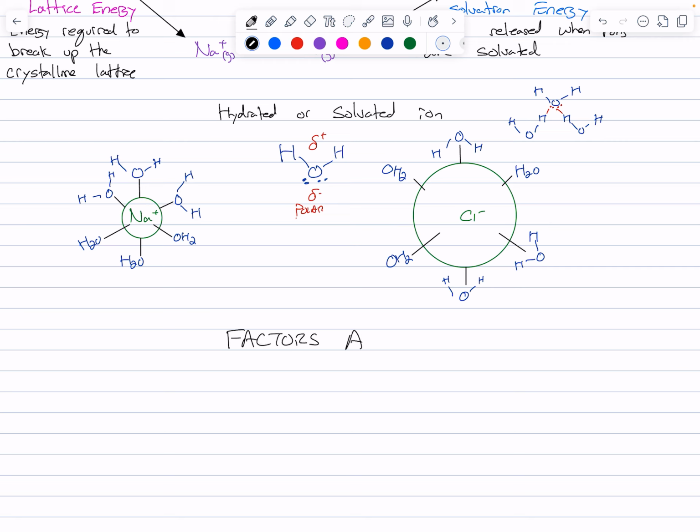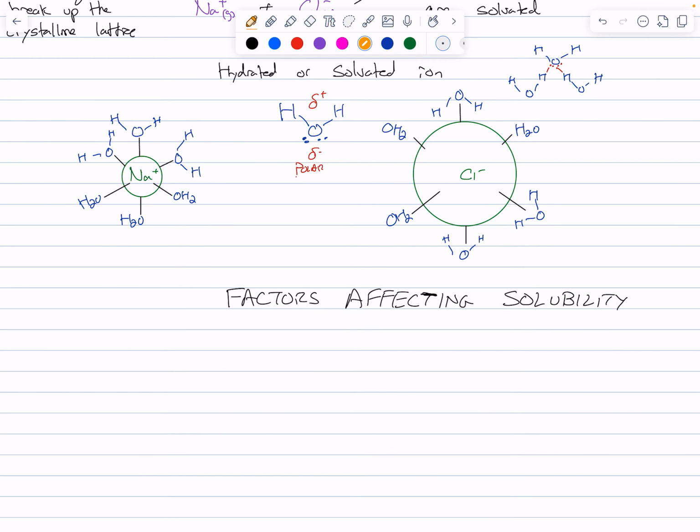affecting solubility. Factors affecting solubility. We've already talked about one, and that is temperature. Another one is pressure. So let's talk temperature first.